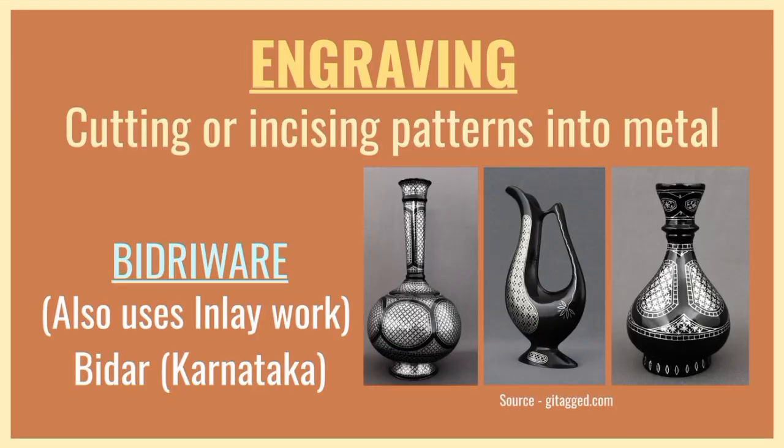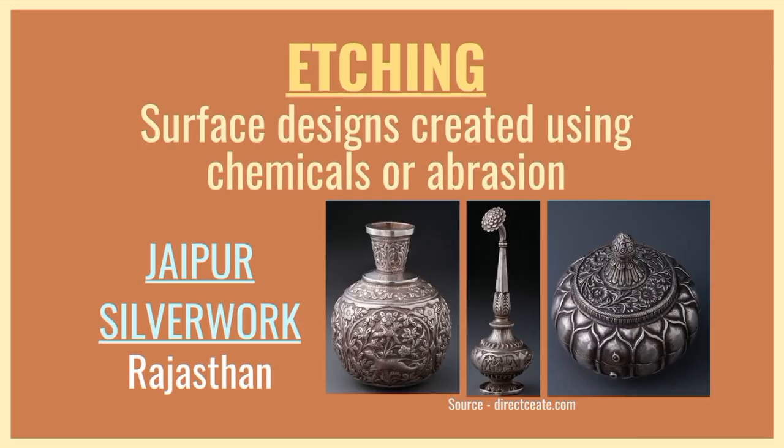Next we have engraving, where you cut or incise patterns into a metal using tools. So there's bidri ware. Bidri ware is again very important. It also uses inlay work, as we will discuss later. It's from Karnataka. Next we have etching, where the designs on the surfaces are created using chemicals or abrasion. Abrasion is basically making the material stand out, making the material pop out, like you can see in the pictures over here. Jaipur silver work from Rajasthan is very common.